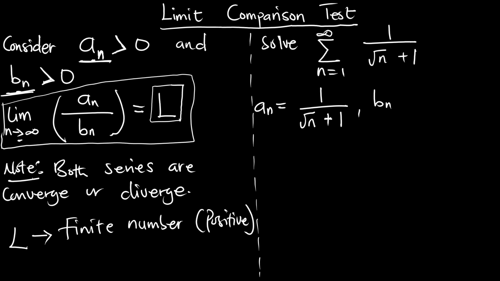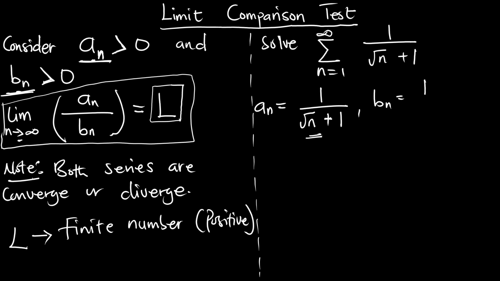It has some similarities with the comparison test. This one too, we are going to derive bn just like we were deriving the bn for the comparison test. So bn is also going to be derived from this. When n is large, plus 1 becomes what?